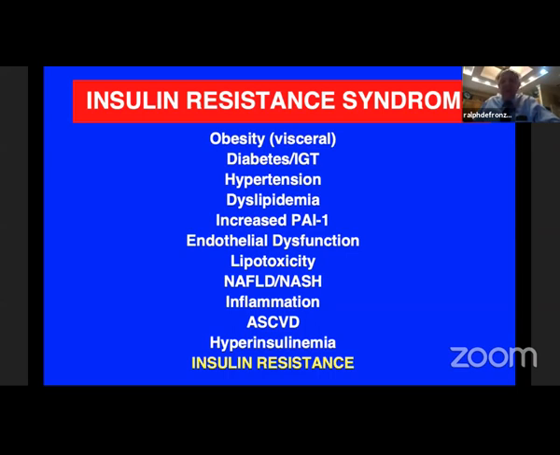Insulin resistance is associated with high plasminogen activator inhibitor 1 levels, endothelial dysfunction. We now know that NASH and NAFLD is the metabolic manifestation of insulin resistance. And ultimately, since each of these is an individual risk factor for cardiovascular disease, we're going to get a lot of cardiovascular disease. And as I showed you, the actual molecular etiology of the insulin resistance is independently contributing to the cardiovascular disease.